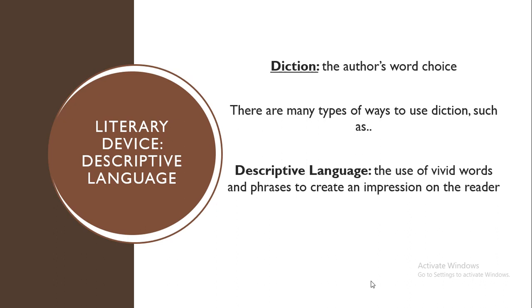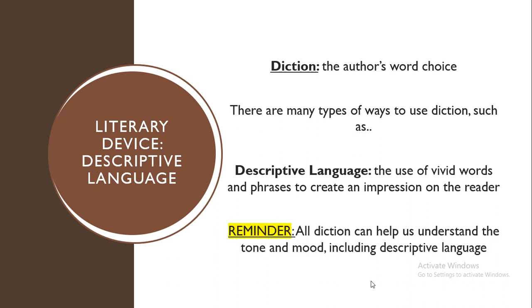So, descriptive language is basically using vivid words and phrases, again, to create an impression on the reader. So, to make the reader sort of imagine it, feel it, understand it better. That would be the purpose of it. And just to remind you, all diction can help us understand tone and mood, including the descriptive language. So, based on how descriptive and vivid the words are, we get a sense of how the author is feeling, and that in turn affects our mood as well.